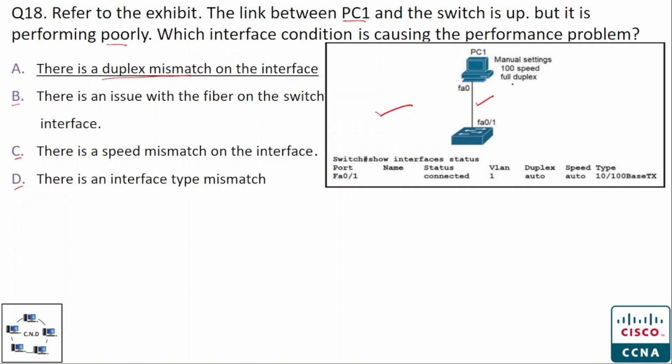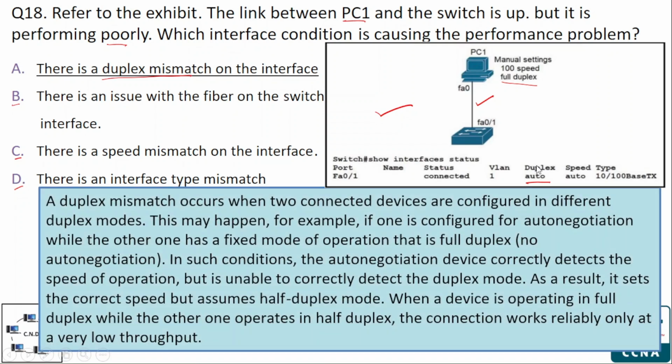We can see that on the PC side, the interface is in full duplex mode, while on the switch, the interface is configured as auto. So how does this create a problem? A duplex mismatch occurs when two connected devices are configured in different duplex modes. This may happen, for example, if one is configured for auto negotiation while the other one has a fixed mode of operation, that is full duplex.